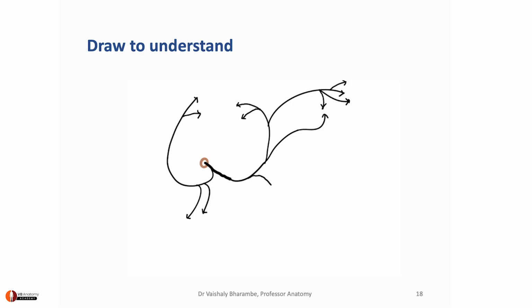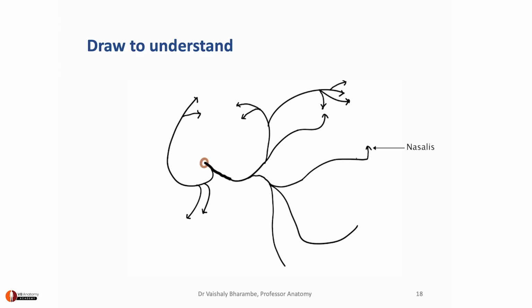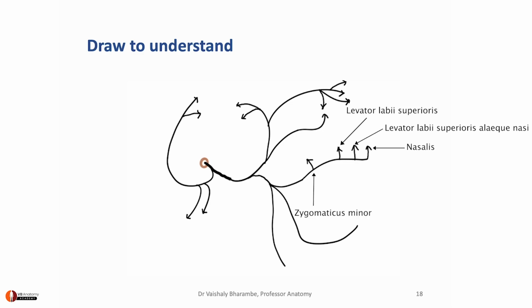The cervicofacial now divides into three branches: the buccal branch, marginal mandibular branch, and the cervical branch. The buccal branch goes on to supply all muscles above the upper lip. So, that means nasalis, levator palpebrae superioris, alae nasi, levator labii superioris, zygomaticus minor, zygomaticus major, and levator anguli oris.